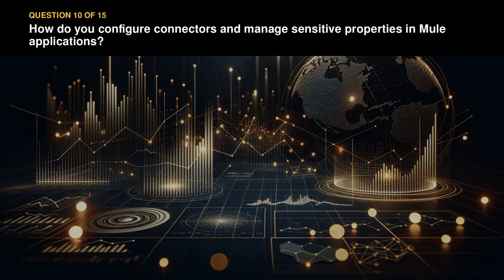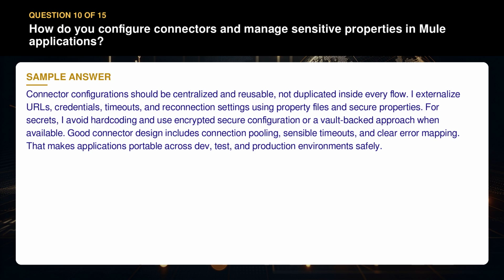Question 10. How do you configure connectors and manage sensitive properties in Mule applications? Connector configurations should be centralized and reusable, not duplicated inside every flow. I externalize URLs, credentials, timeouts, and reconnection settings using property files and secure properties. For secrets, I avoid hardcoding and use encrypted secure configuration or a vault-backed approach when available. Good connector design includes connection pooling, sensible timeouts, and clear error mapping. That makes applications portable across dev, test, and production environments safely.